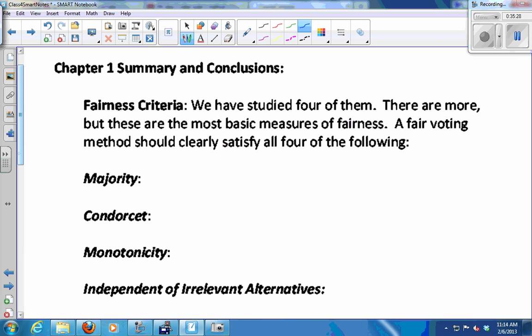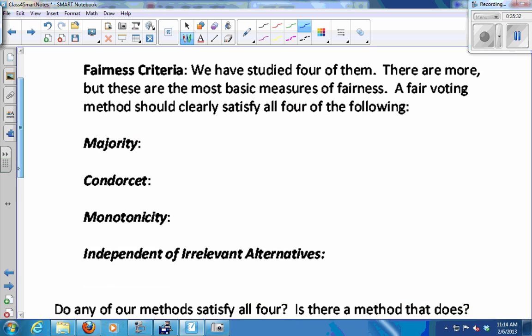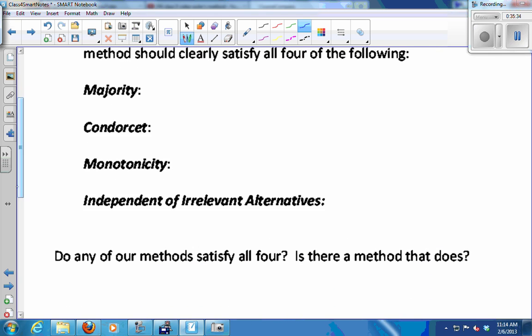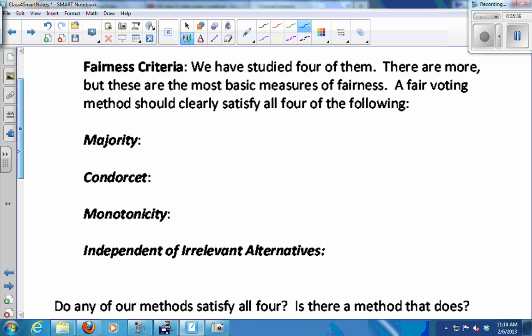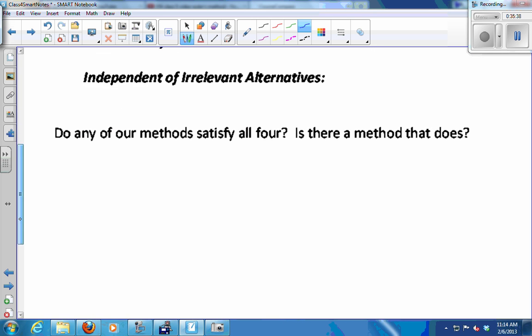I was going to do a little summary with you, but since we only have 2 minutes, I'm just going to let you do this on your own. We've covered all of this, so you can fill this in later.